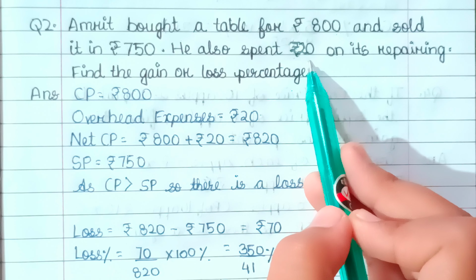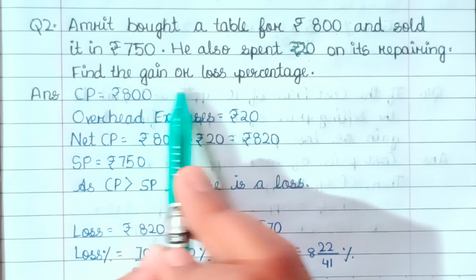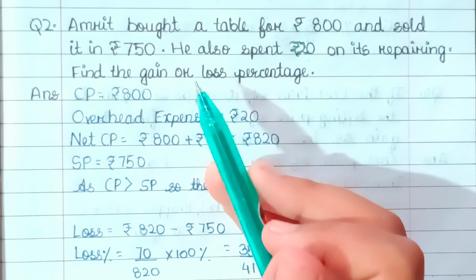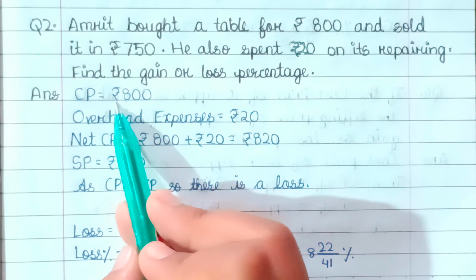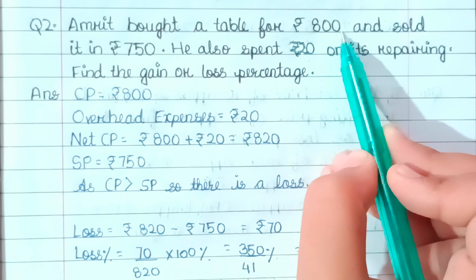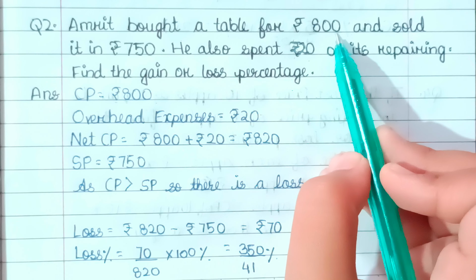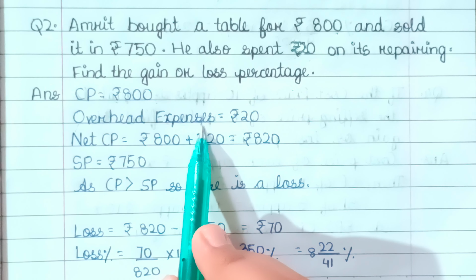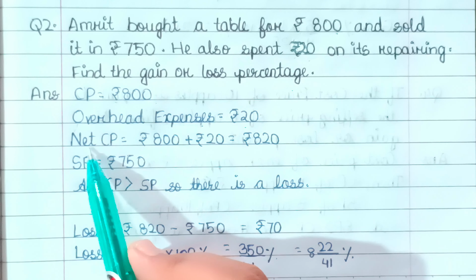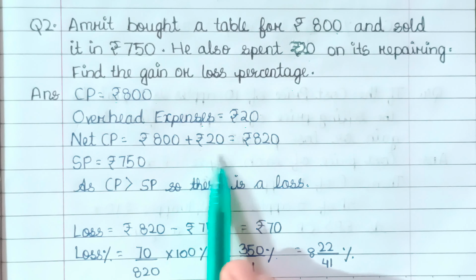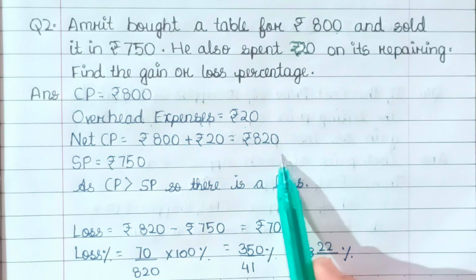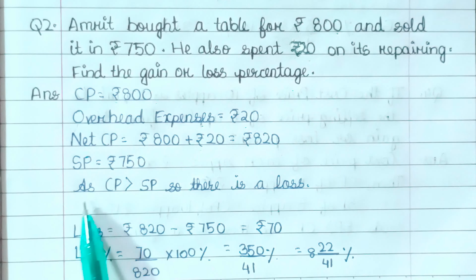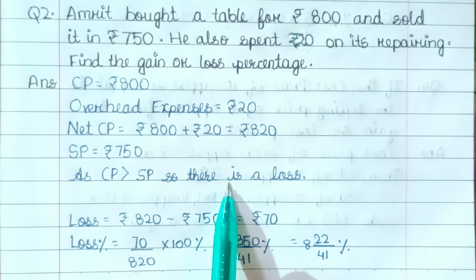So now what is the total cost price? It has told us to find the gain or loss percentage. So now we don't know whether there is a gain or a loss. So we have to find out which it is. First of all, the CP is 800, where he had bought the table for rupees 800. And the overhead expenses that he had used for repairing is rupees 20. So the net CP becomes rupees 800 plus rupees 20, which is equal to rupees 820. So CP is 820 and SP is rupees 750. As CP is greater than the SP, there is a loss.